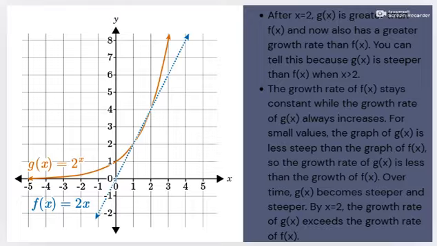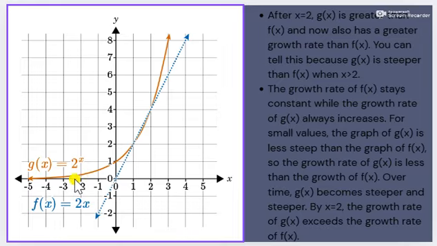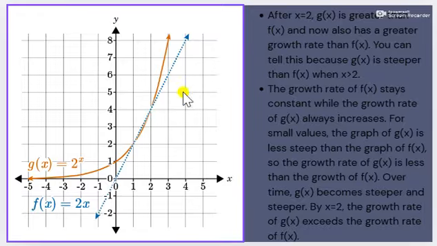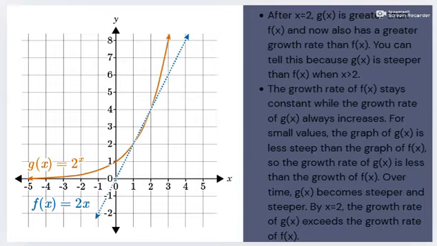For small values, the graph of g of x, this orange one, is less steep than the graph of f of x, so the growth rate of g of x is less than the growth rate of f of x. Over time, g of x becomes steeper and steeper. By x equals 2, the growth rate of g of x exceeds the growth rate of f of x. And this is what you're going to see every time, okay?